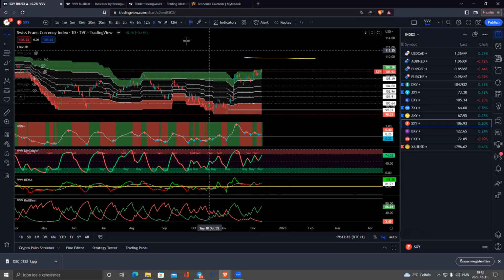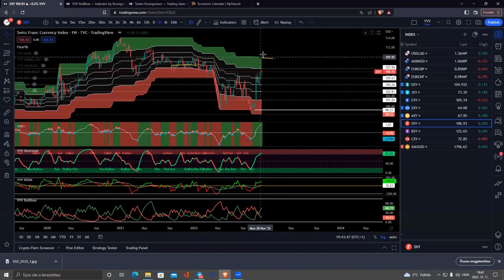But still, this is my target on long term. But this also needs a correction. It's like from the end of October, moving up. We need that correction here as well. But I think this is something for next year.